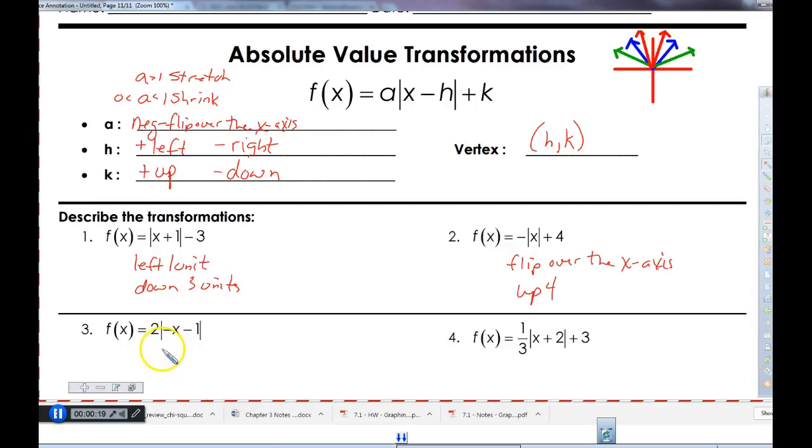For number 3, we have a 2 out front. So that's going to be a stretch. A stretch by 2 is the way we say that. And we have a number after the x in the absolute value bars. So that means we go left or right. Well, we see that negative, we think, okay, I got to go to the right. But there's a negative out in front of the x. So both those negatives put together actually give us a positive 1. So instead of going to the right 1, it actually moves us to the left 1. A little confusing? Hopefully you understand.